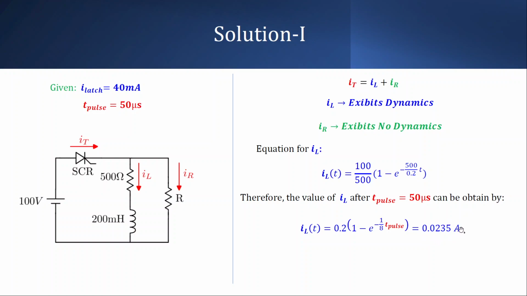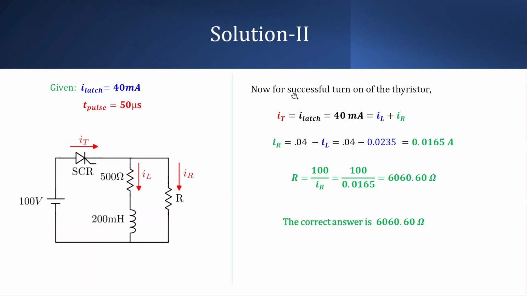Yes, sir. So you see this IL value is less than the latching current. Do you get that? It is less than the latching current, that is 40 milliampere. Correct? Yes, sir. So you must ensure that the current IR which is flowing through this branch must be the excess amount of current that we require. So 40 milliampere minus 23.5 milliampere is the excess amount of current that must be there at the point when the pulse has been removed. So the current flowing through this resistance R must at least be 40 milliampere minus 23.5 milliampere. This is what I have done.